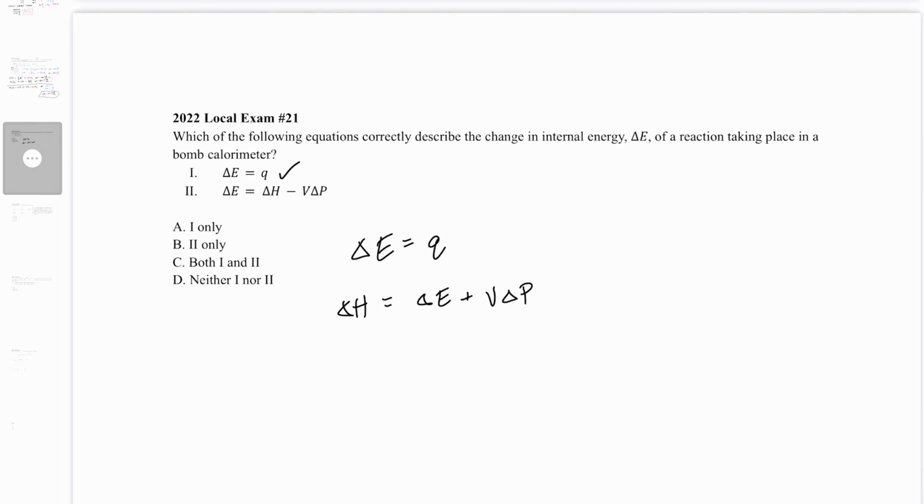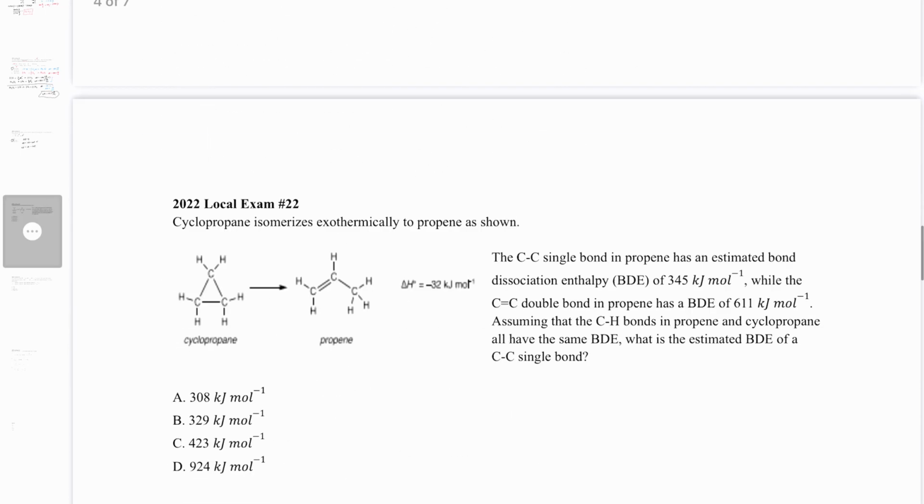And so you can just rearrange this equation to get our second equation. And since our top equation was a definition equation, then any variation of that would make sense. So 2 also does make sense. Therefore, our answer is C. Let's go to question 22.